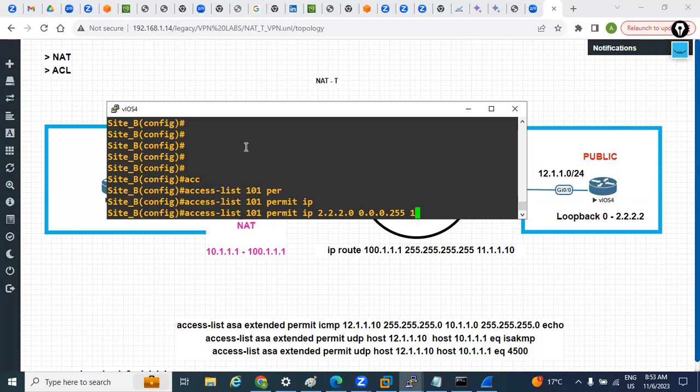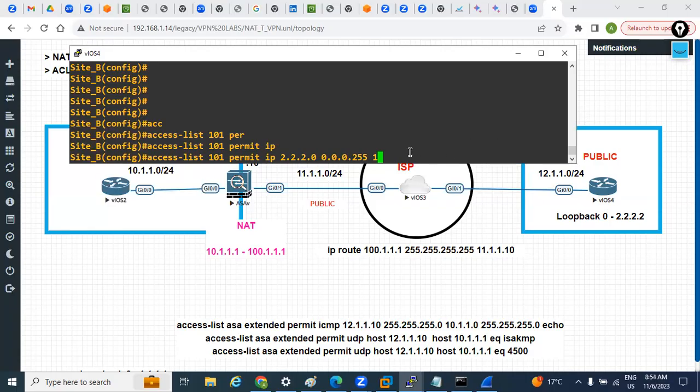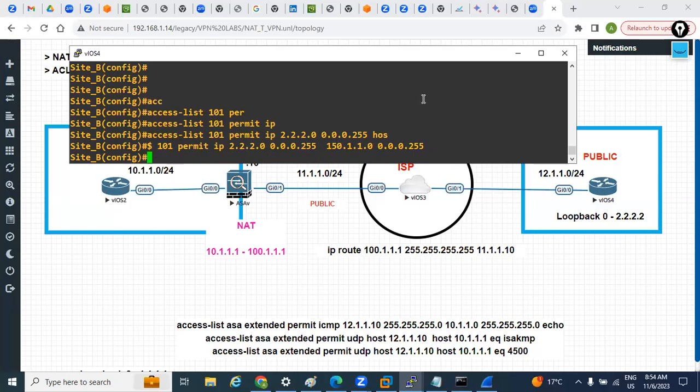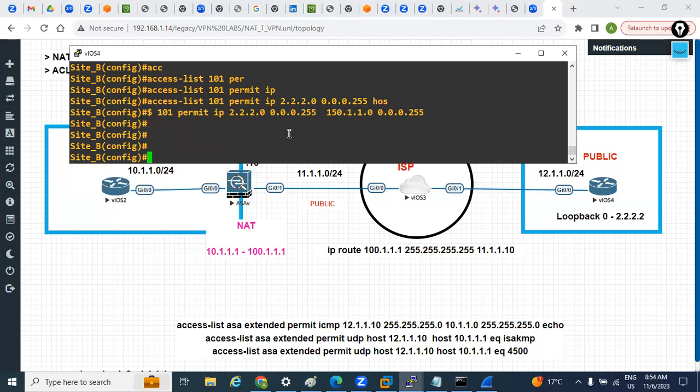So shall I send it for the 10 or 150? Yes, guys, what do you think? Shall I configure the traffic for the 10 or 150 here? 150. So I'll define the subnet 150.1.1.0. And that subnet itself I have defined.